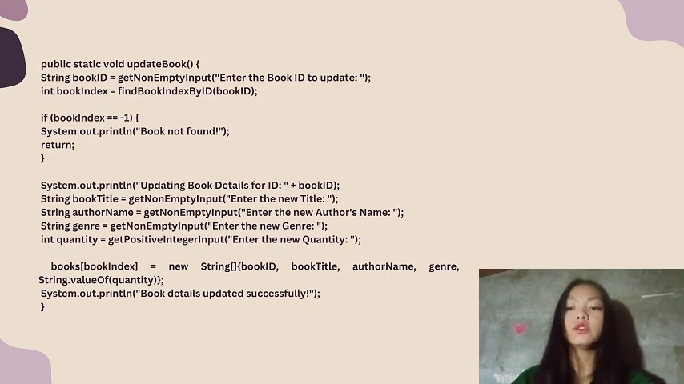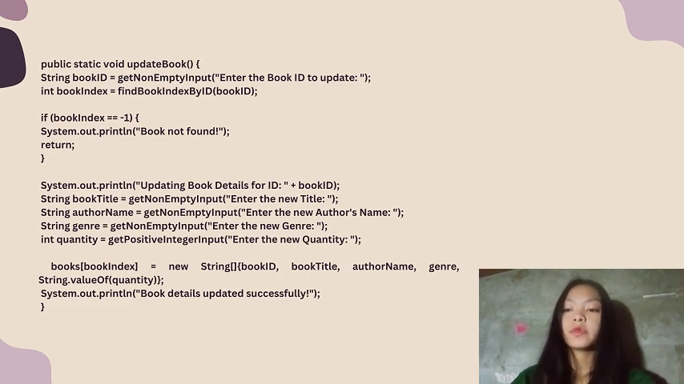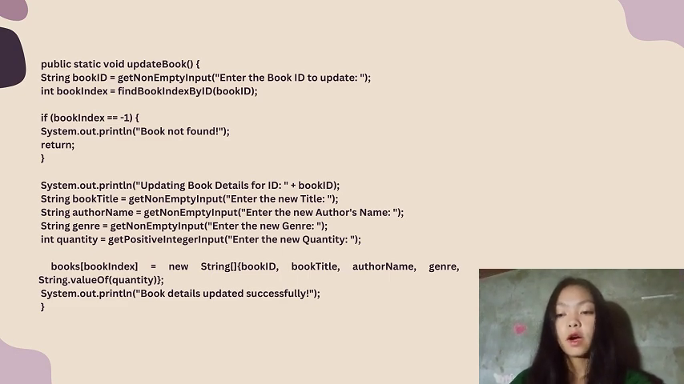Next, once the new details are gathered, the array element at the located index is updated with the new values. We used open and close parentheses, and inside we put books, then the bracket with book index inside it. Each piece of data is stored as a string in the array, including the quantity, which is converted from the integer using string value of quantity.